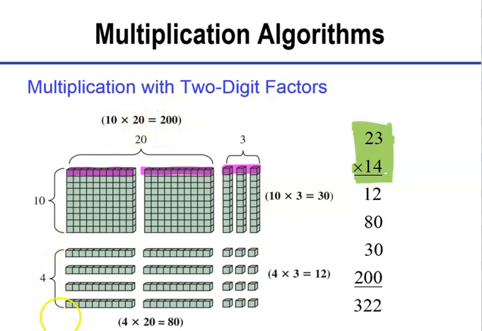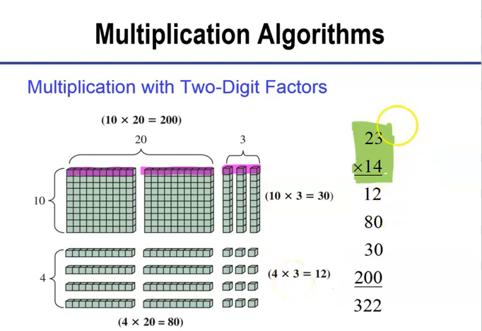And then the 4 from the 14, you have longs. Say 4 times 20 gives us 80, which is 8 longs. And then over here, you've got, again, the 3 units. You're multiplying by 4, and that gives us 12.